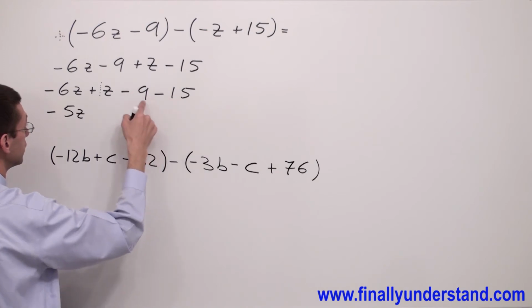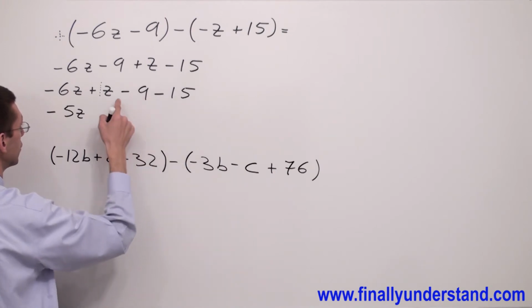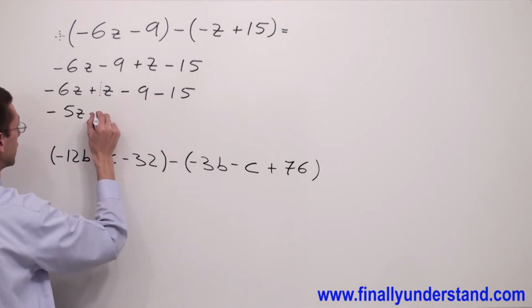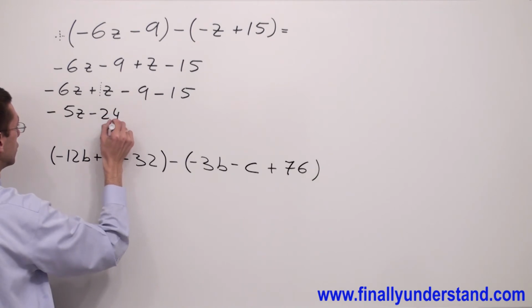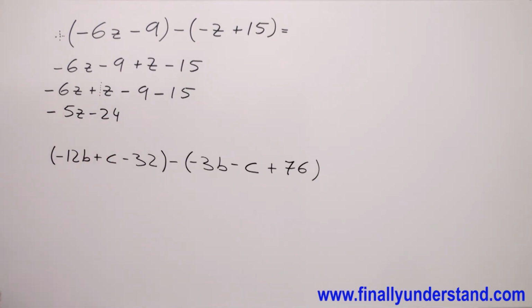I have two negative numbers. I simply add them up and keep the sign. 9 plus 15 is 24, and I have the negative sign, so it is negative 24. This is the solution to my problem.